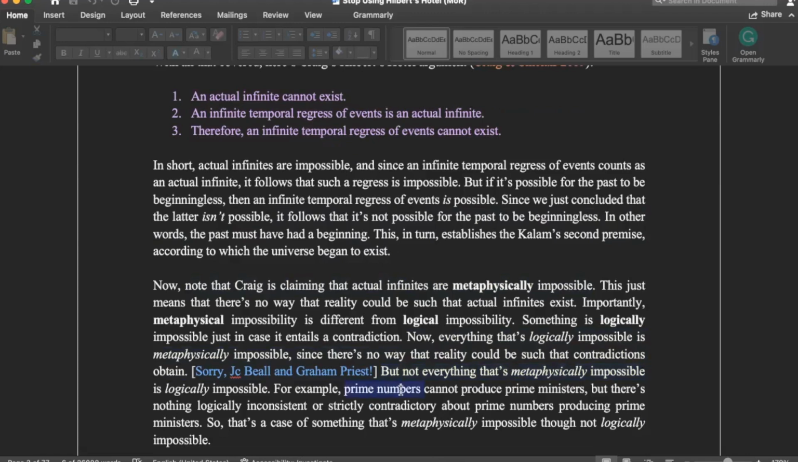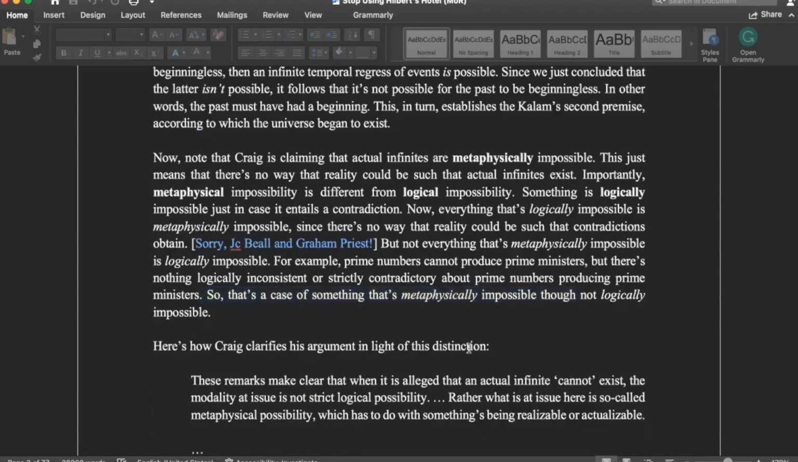For example, prime numbers cannot produce prime ministers. But there's nothing logically inconsistent or strictly contradictory about the claim that prime numbers produce prime ministers. Instead, you have to know something about the very nature of prime numbers and something about the nature of prime ministers. And so we get certain necessary truths, metaphysically necessary truths, deriving from the nature of these sorts of things that just preclude them from being able to produce one another. It isn't a logical fact. So that's a case of something that's metaphysically impossible, though not logically impossible.